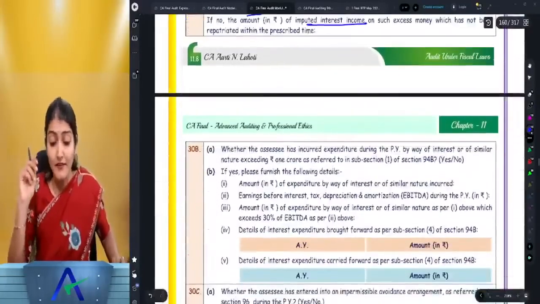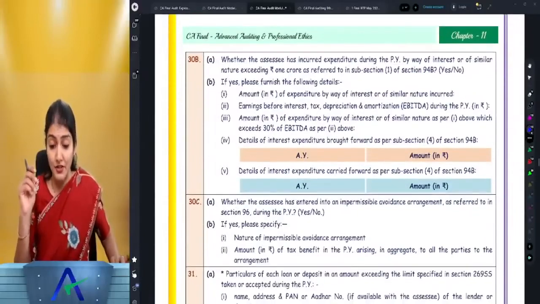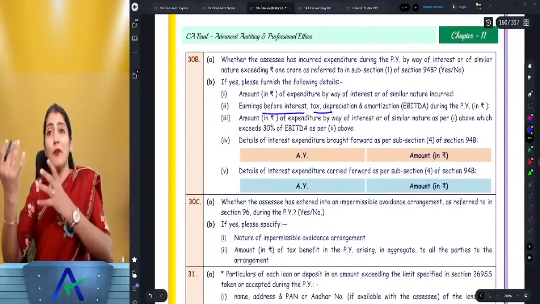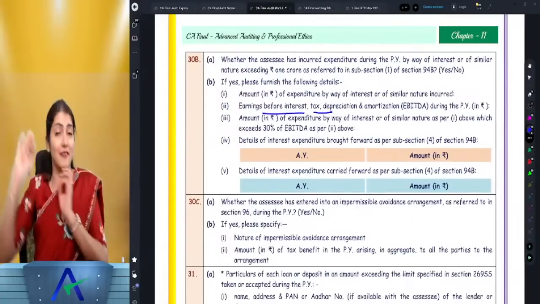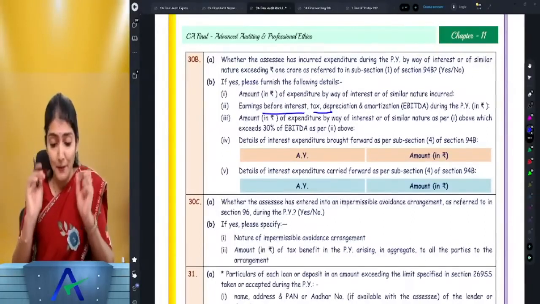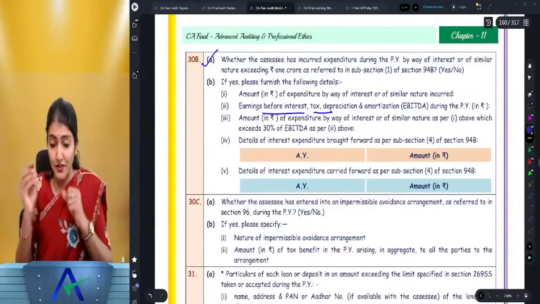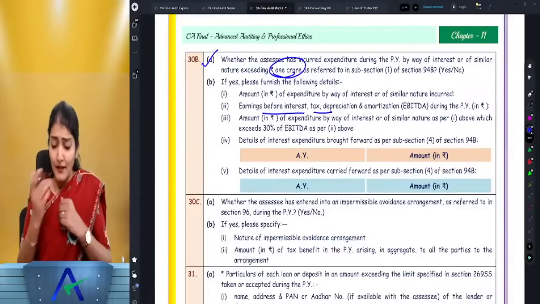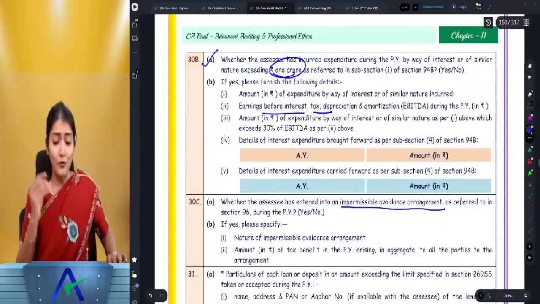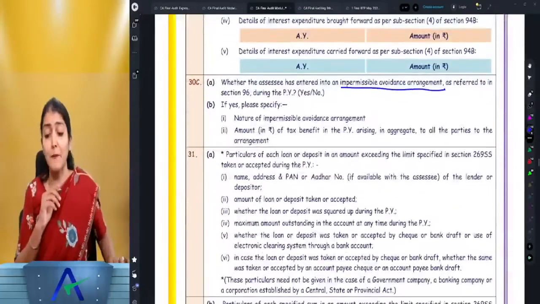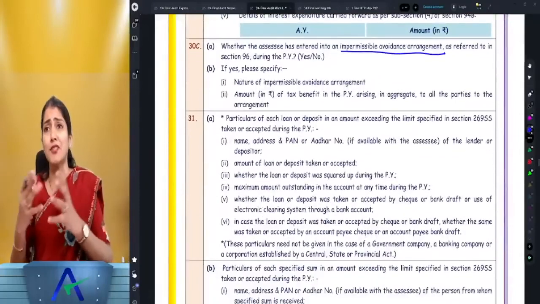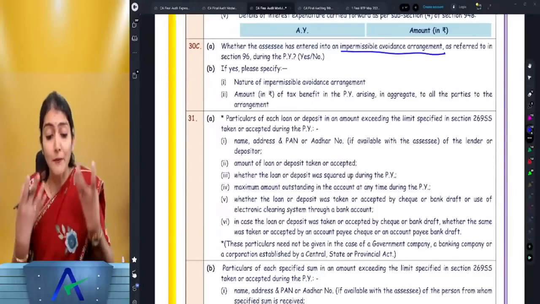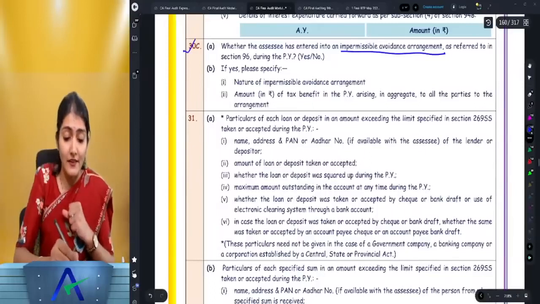Then 30B is regarding the limitation on the interest deduction. Up to 30% of EBITDA, interest deduction is allowed. More than 30% of EBITDA, you need to carry it forward to further years. However, applicable only when the interest amount is more than 1 crore. 30C, whether the assessee has entered into any impermissible avoidance arrangement. Double taxation avoidance agreement. So whether the assessee has entered into any impermissible avoidance arrangement. That is 30C.